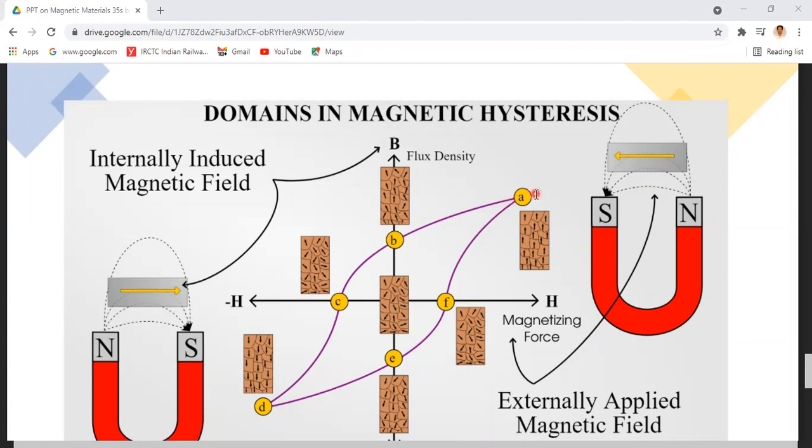As we increase the field from O to A, the magnetic dipoles are oriented in the direction of the applied magnetic field. Here we have to observe the difference between the domains of the ferromagnetic material at the initial point and at the saturation point. At the initial point, the dipoles are oriented in a random way, but as the field is increased up to the maximum value, the magnetization of the material reaches a saturation point. That means the dipoles in each domain are strictly oriented in the direction of the applied magnetizing force, so the material is saturated. That picture we observe in this slide.